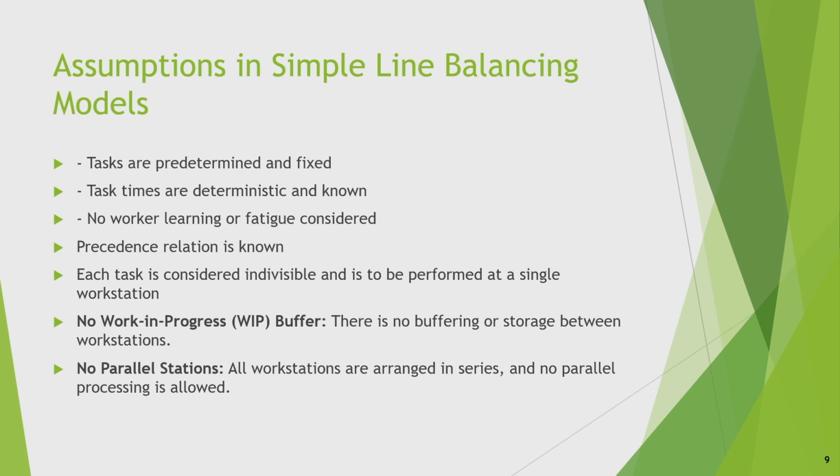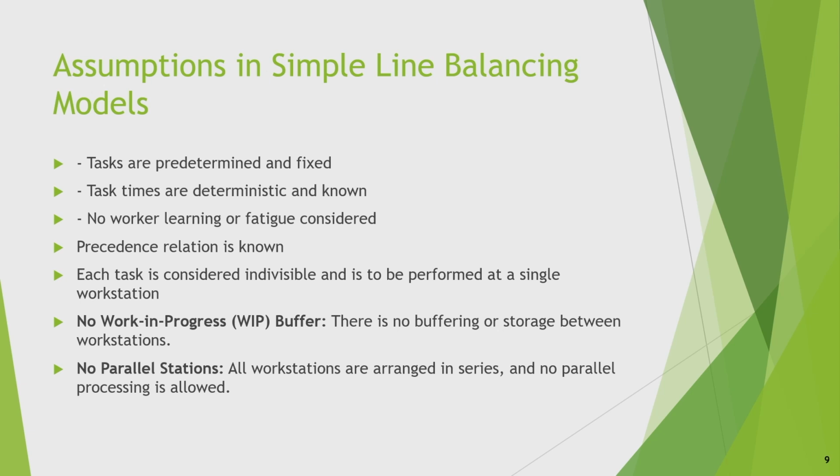Now what assumptions do we make in the simple line balancing model? Tasks are predetermined and fixed. Task times are deterministic and known. No worker learning or fatigue is considered. Precedence relations are known. Each task is considered indivisible and is to be performed at a single workstation. So a particular task cannot be broken into two parts, you cannot say half the task is done here and half the task is done there. You have to divide.